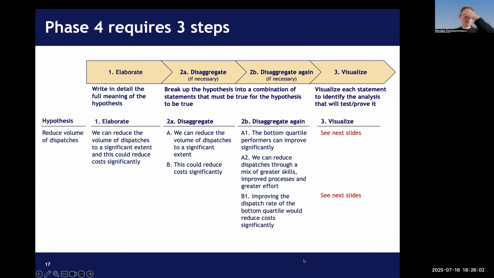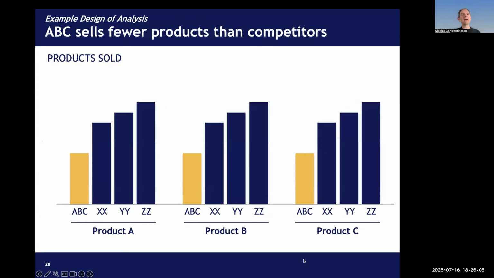Here's just another example from a completely different setting. Imagine your hypothesis was that ABC sells fewer products than competitors. You could take each product within the product category range, so A, B, and C, and then show the sales of ABC compared to each competitor. If the hypothesis is true, it would look something like this. Once you know how to visualize it, it's very easy to figure out what data we need. I'll give you another example, which is much more qualitative.